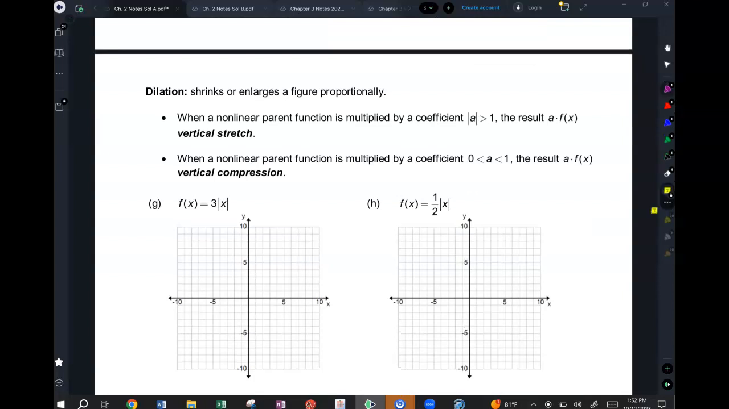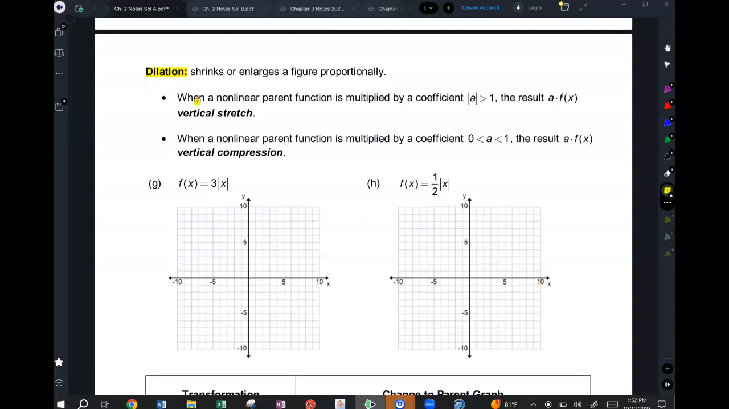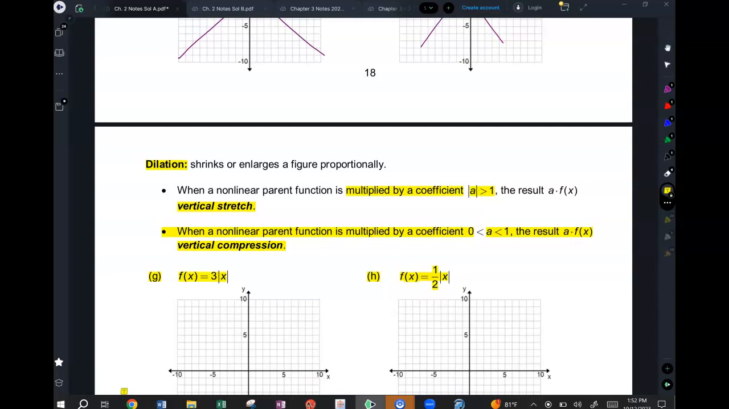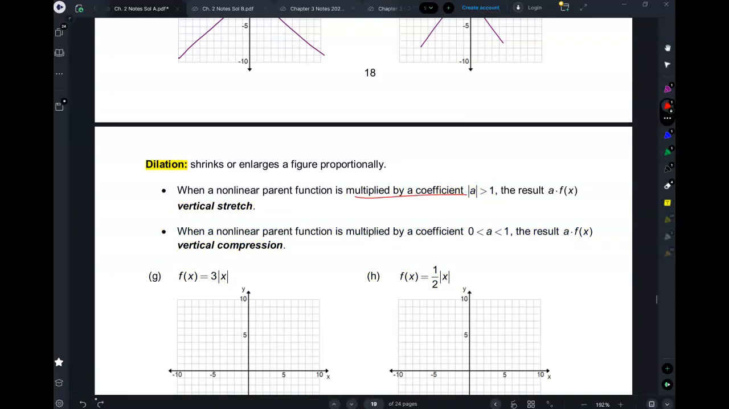Okay, next transformation is a dilation. A dilation either shrinks or enlarges the graph. So it either makes it narrower or wider. When you multiply by a coefficient greater than 1, it's a vertical stretch. When you multiply by a coefficient between 0 and 1, it's a vertical compression.